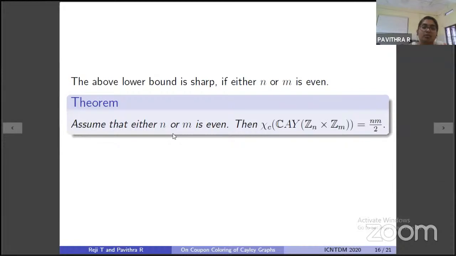And the above lower bound is also sharp if n or m is even. If n or m is even, then the coupon coloring number of the Cayley graph of Zn cross Zm is nm by 2.